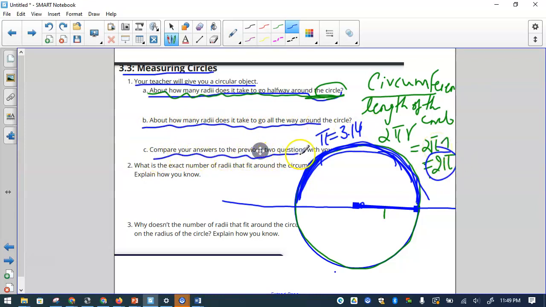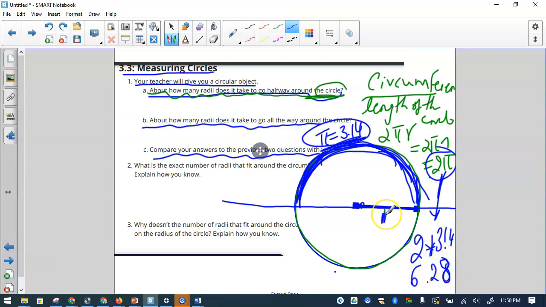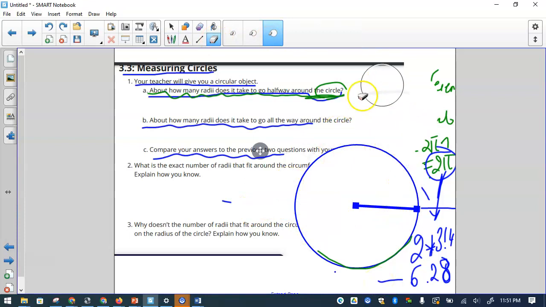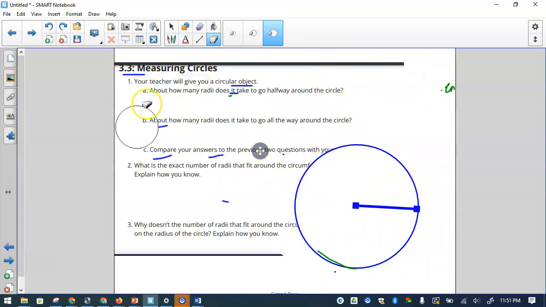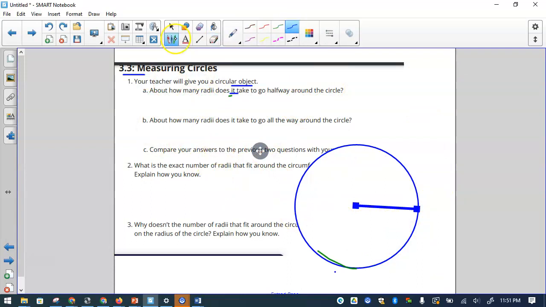Compare your answer to the previous two questions. So we wanted to know the previous question. So it takes 3.14 for halfway down. And 2 pi is 2 times 3.14, which is 6.28. So what that basically means is, because this is 1, how many radii can we fit there.